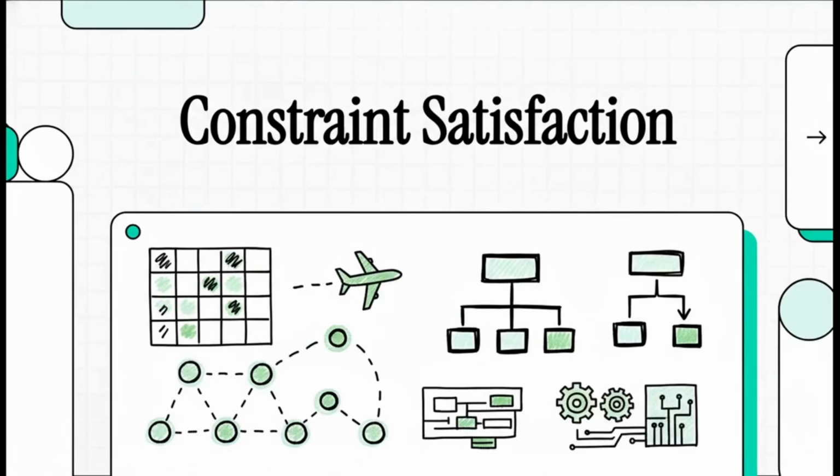Have you ever wondered how a computer can solve a Sudoku puzzle faster than you can even blink? Or, how an airline schedules thousands of flights without a single conflict? Well, it's not magic. It's actually a brilliant way of thinking called constraint satisfaction. So today, we're going to dive into how we can actually teach computers to solve these incredibly complex puzzles.